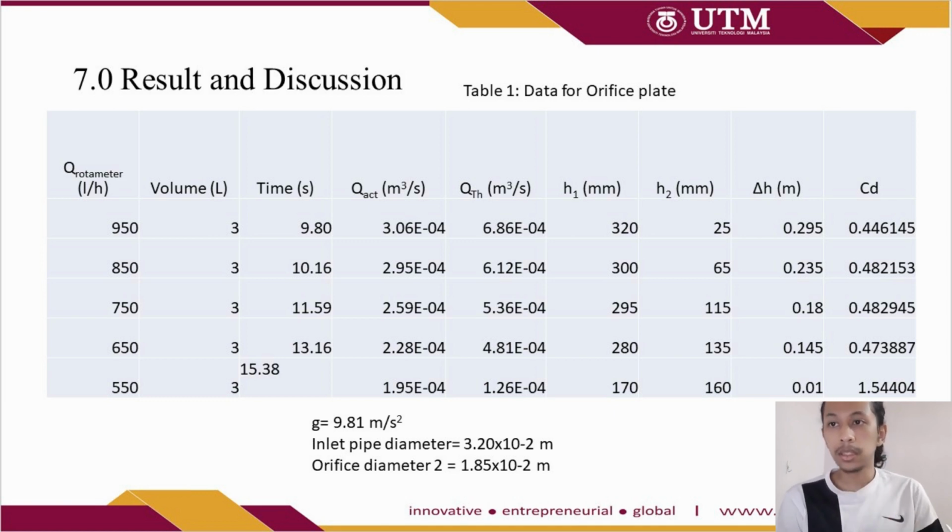And as we can see, we already calculated the theoretical flow rate from the equation using the differential height, and we calculated the actual flow rate, and from that actual flow rate and the theoretical flow rate, we got the discharge coefficient. The first table is for the orifice plate, the second table is for the nozzle, and finally the third table is for the venturimeter.